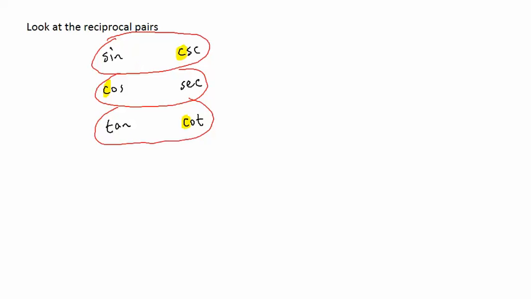Tan and cotan. Cotan is a co. Tan is not. So each pair has one co-function. Okay? So I think that's important to know. It's a way to help you remember how the pairs match up. In another video, I will show you how to use these trig ratios to actually calculate things.